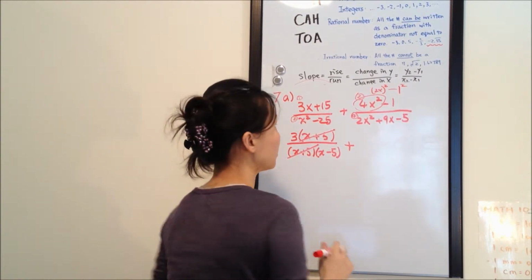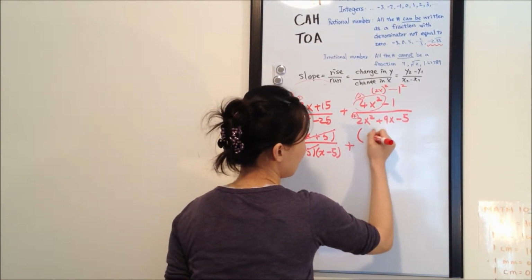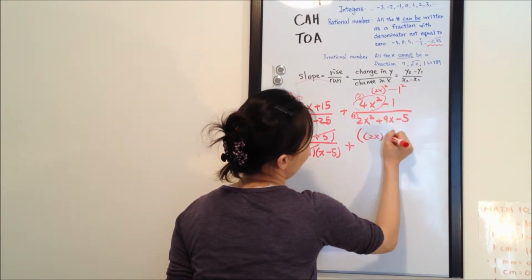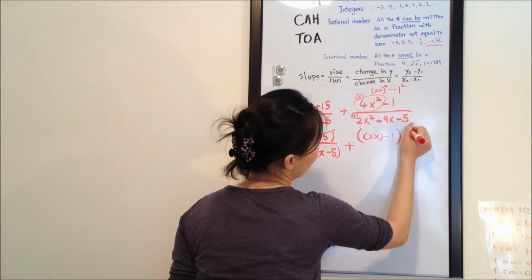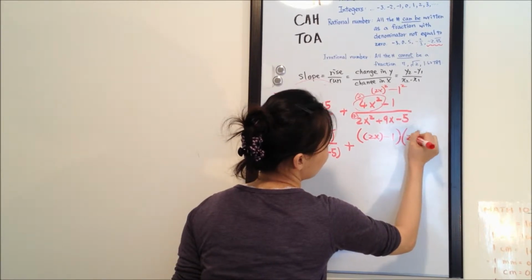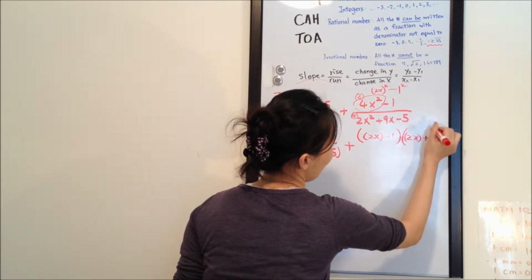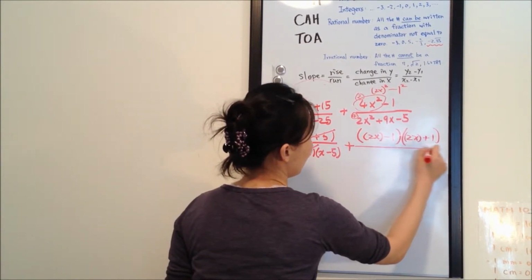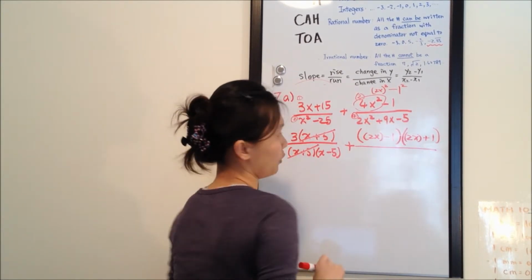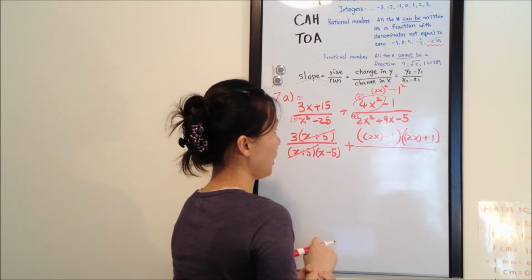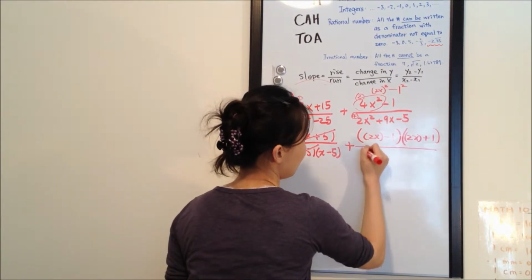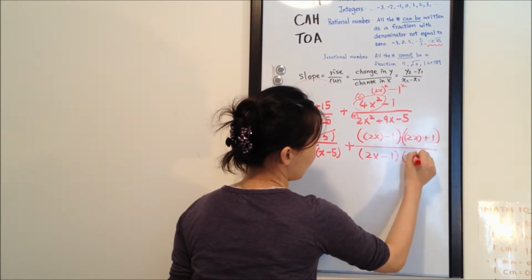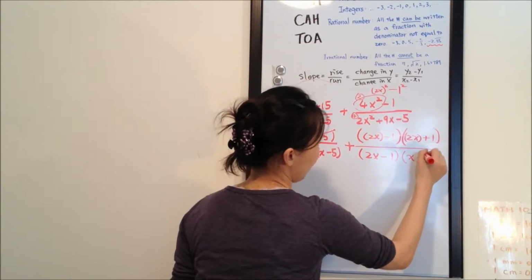Same concept. So that will give me that a will be 2x minus 1 and 2x plus 1. Okay? And then the last one is the polynomial. We need to factor them out. Okay? And that one will give me 2x minus 1 and x plus 5.